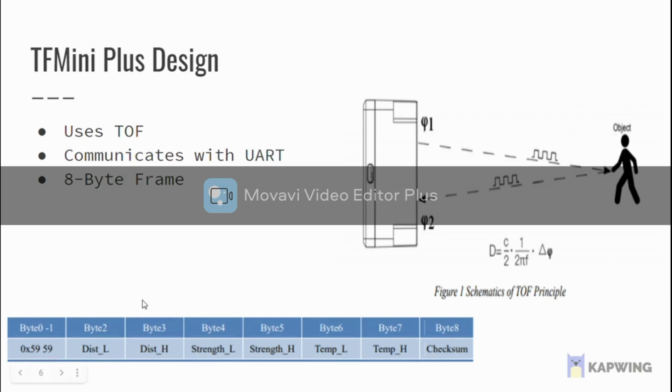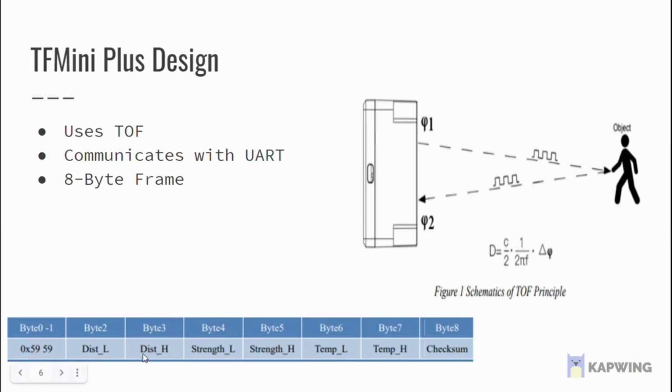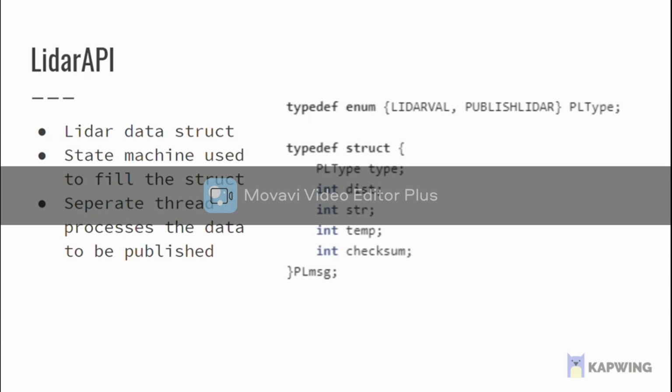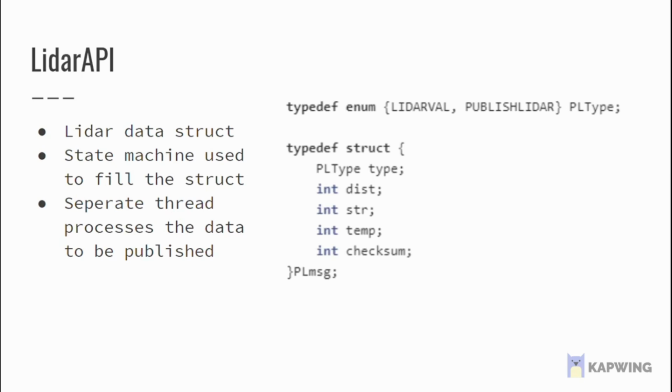In order to get the distance, you need to left shift the higher byte and then add the lower byte to it. A struct is used to hold all the data readings from the sensor, and it's filled using a state machine. It is then sent to a separate thread to publish the data and process it to include things like average temperature readings or average strength or the average distance.